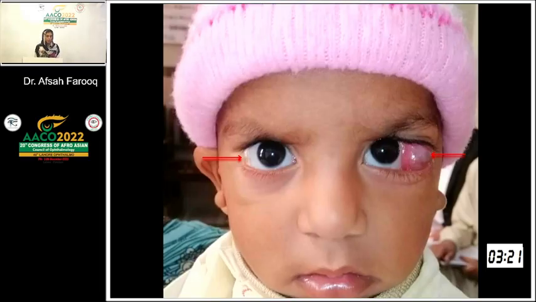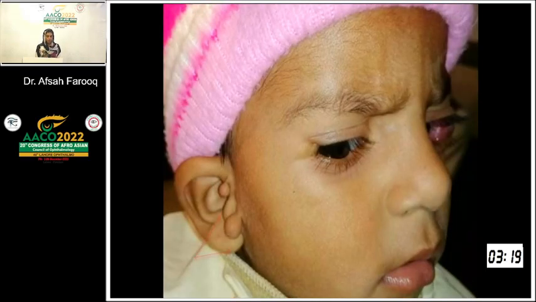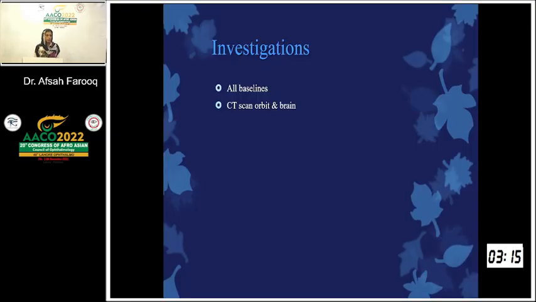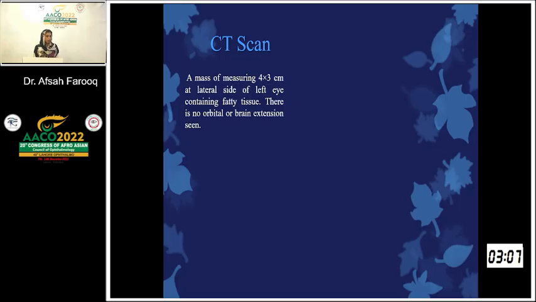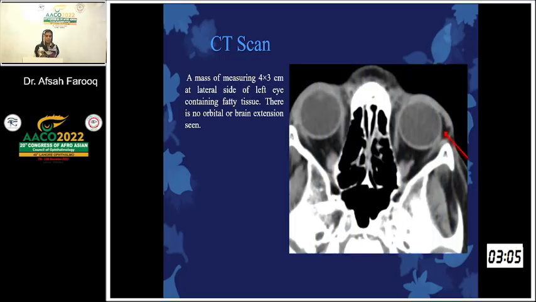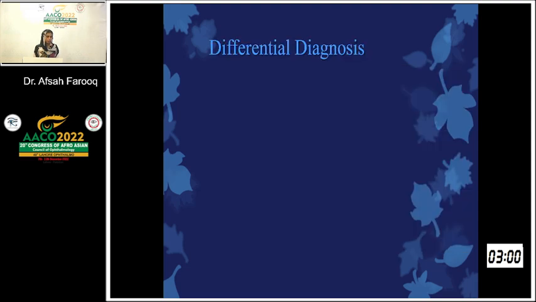This picture is being shared with the consent of his parents. You can clearly appreciate the preauricular tags in this picture. Among investigations, we performed all the baseline labs, which were normal. Moreover, a CT scan of the orbit and brain was done to rule out any extension. The CT scan report was suggestive of a large fatty mass at the lateral side of the left eye and no orbital or brain extension was noted.